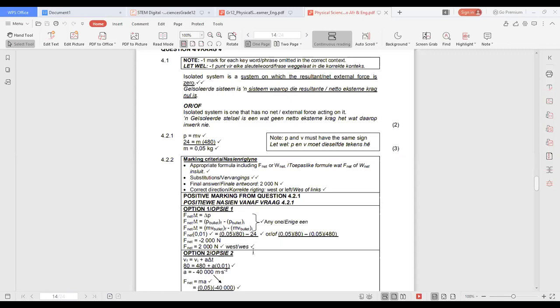According to what direction you have chosen as positive, in this case, we chose east as positive. So if the answer is minus, it means it's going to be 2,000 newtons negative. If we had chosen west as positive, then it would have given us a positive answer, and we'd still have to write 2,000 newtons west. You guys notice that?